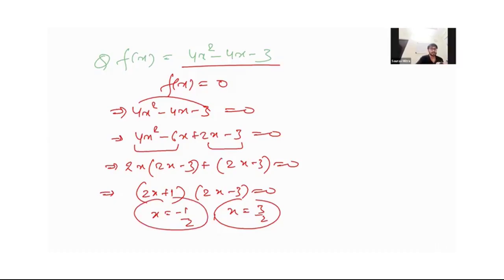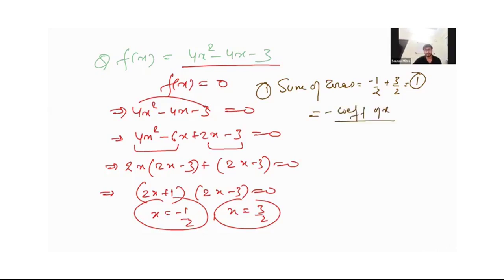Now we will establish the relation. How? Now, what is the sum of the zeros? The sum of zeros will be minus half plus 3 by 2, which is 2 by 2, that is 1. According to the coefficients, it will be minus coefficient of x upon coefficient of x square. What is the coefficient of x here? Minus of minus 4 by 4. Cancel it, it is 1. Clear?